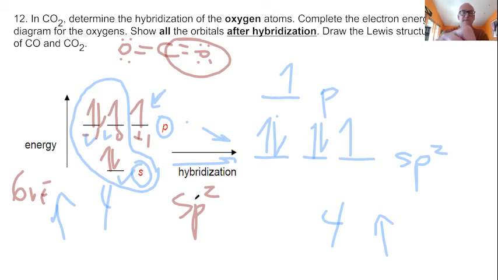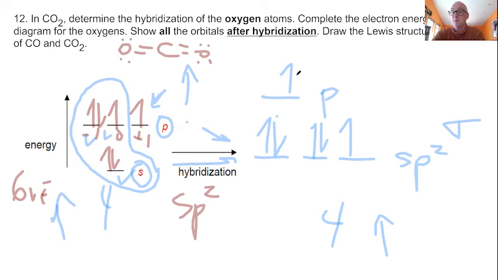So both oxygens are the same. This oxygen here, how many sigma bonds does it make? One. Yeah, it makes one sigma bond. And what electron makes that?